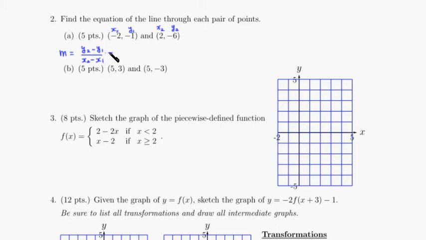So y2 is right here, so it's -6, minus, sorry, y1. So y1 is -1, so put parentheses around it. So you have that. And x2 is 2 minus x1, which is -2.